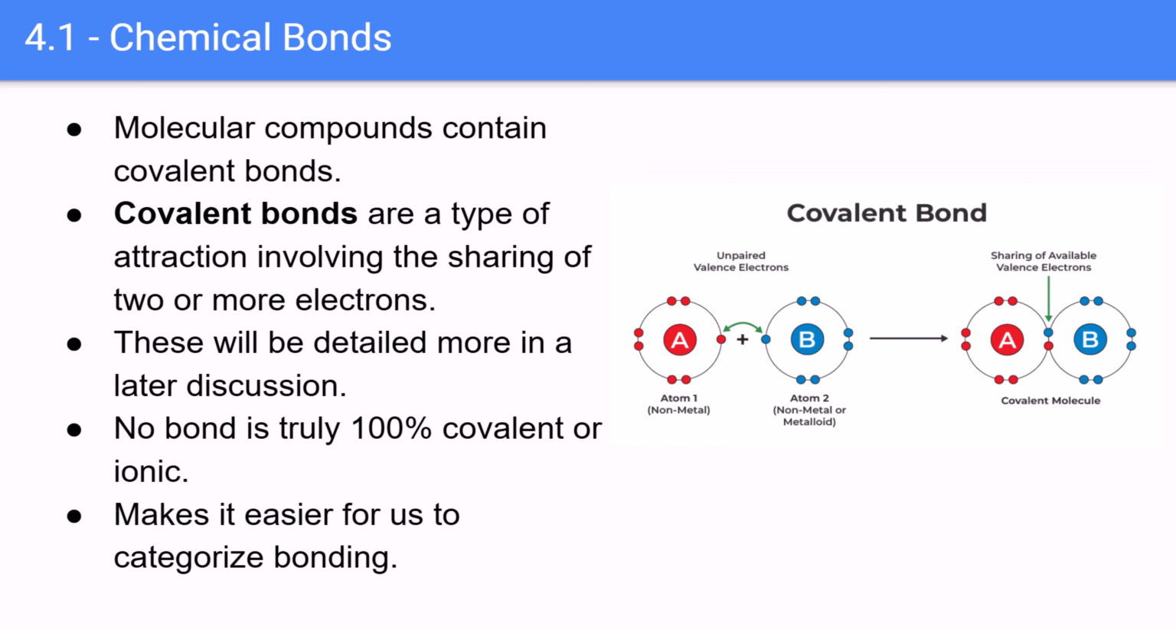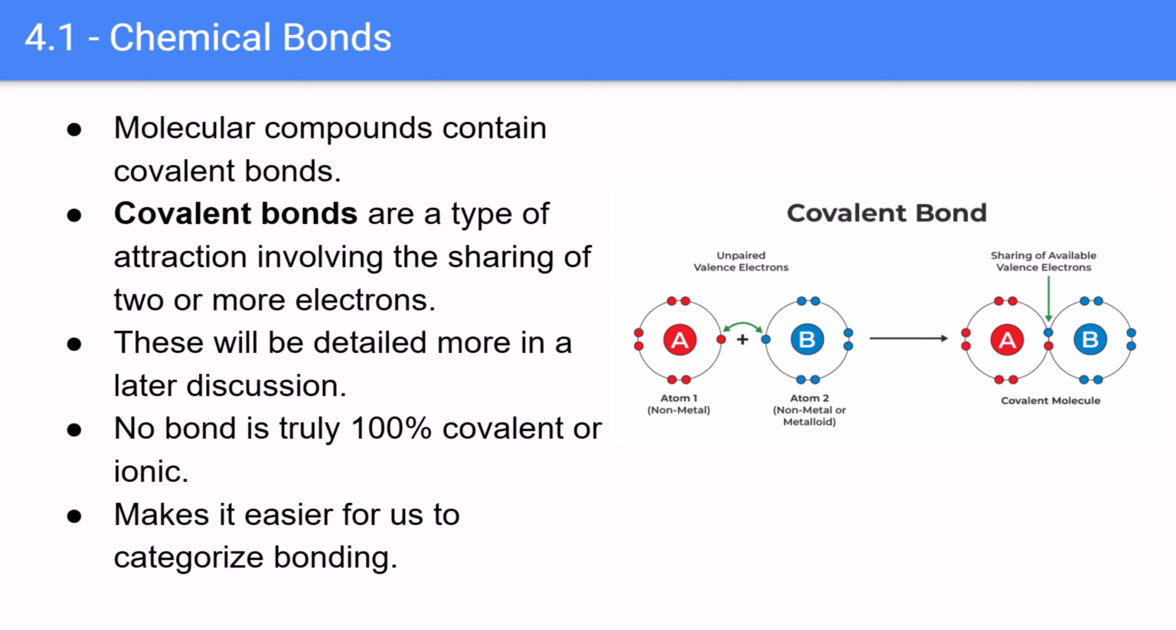Molecular compounds do something a little bit different. They contain covalent bonds. Covalent bonds are a type of attraction involving the sharing of two or more electrons. Now, we won't get into too much detail here, but if I do look at the example on the right-hand side, we have two atoms each with 7 valence electrons. So donating 1 electron to another is not going to allow each to have 8. However, if they each share 1 electron with each other, all of a sudden they now have 8 valence electrons in their outermost shells and therefore are chemically bonded together. They're going to be very stable.